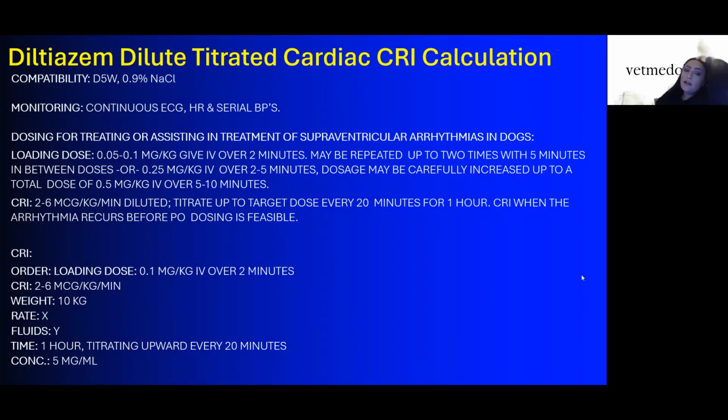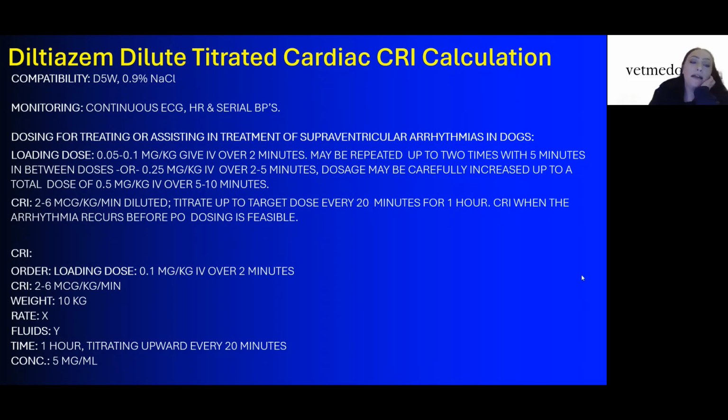Dosing for treating or assisting in treatment of supraventricular arrhythmias in dogs. Loading doses between 0.05 and 0.1 mg per kg, give IV over 2 minutes. It may be repeated up to 2 times with 5 minutes in between doses, or 0.25 mg per kg over 2 to 5 minutes. Dosage may be carefully increased up to a total dose of 0.5 mg per kg IV over 5 to 10 minutes.